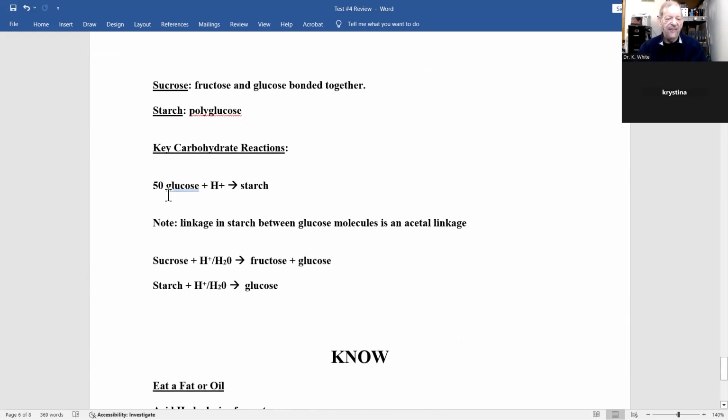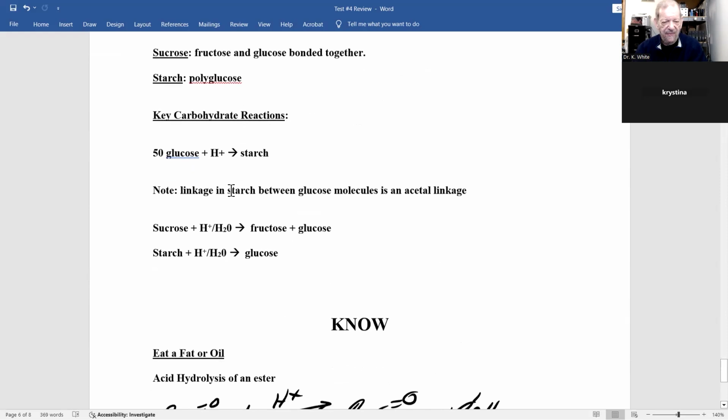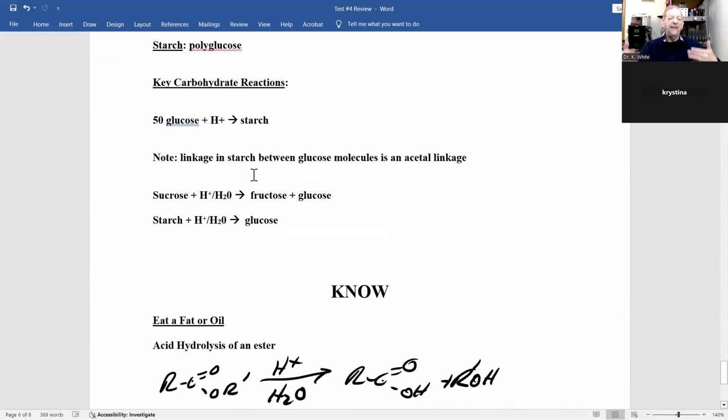And because of that, if you take glucose and react it with acid, you'll make starch. And the linkage between starch molecules is an acetal. And the same thing with sucrose, acid, and water gives fructose and glucose. Know the names, not the structures. If I take starch and in your stomach, guess what happens? The acid, hydrochloric acid, and water break that down to glucose, which is the sugar in your blood.